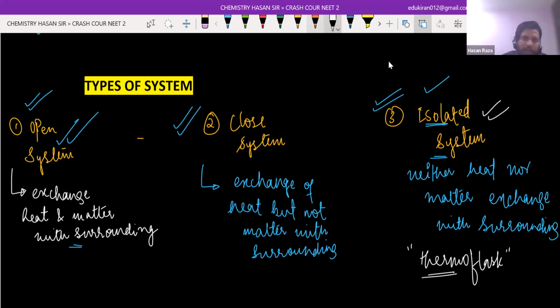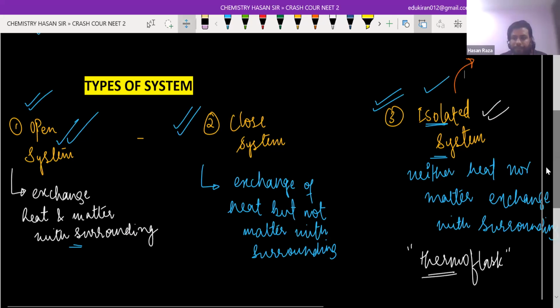Okay. One more thing is that in isolated system, the boundary we were talking about, let's say, I'm just going to take an example.